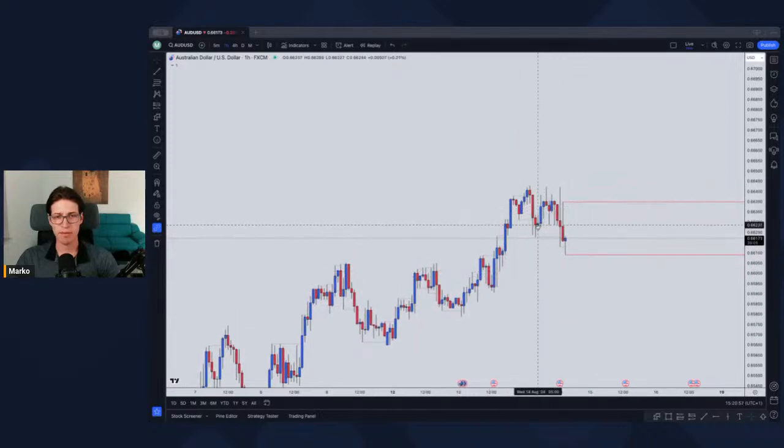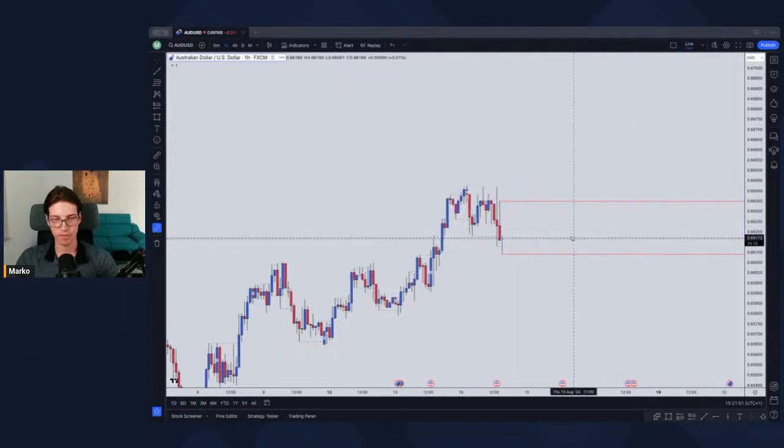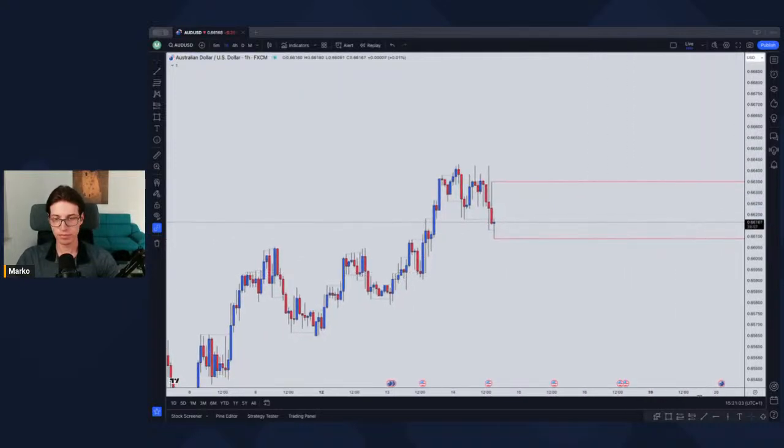After that, now we're just flat and range bound. I'm not going to put this pair on the watch list. What I would like to see is for the trending entries, I want to see a large push up or a large push down like this.